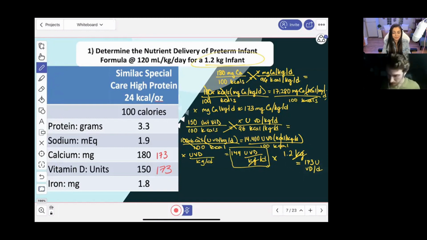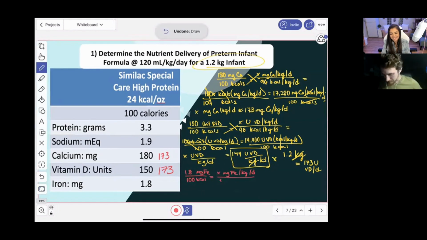So it's the same exact process. We're going to take, you know what, I like the red, 1.8. Yeah, leave it. It works with iron if you think about it. Milligrams over 100 kcals equals X milligrams of iron per kilogram per day over 96 kcals per kilogram per day.